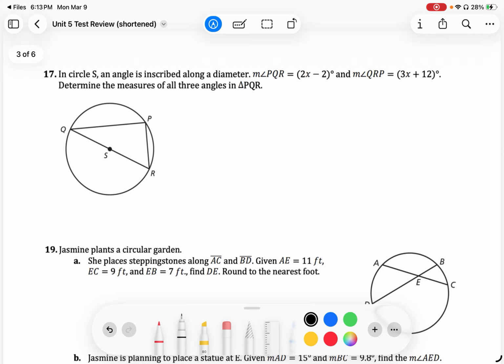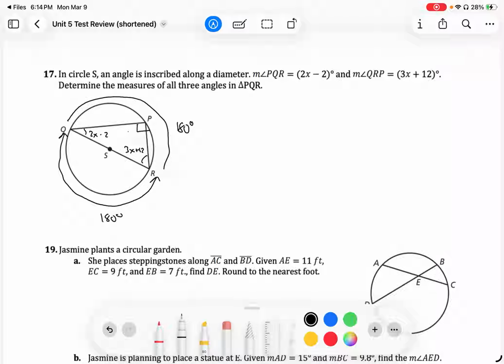Circle S, an angle is inscribed along a diameter. Okay, anytime you see a diameter, you know that this arc right here is going to be 180 degrees, and this arc is going to be 180 degrees. So since that's 180 degrees, this has to be 90 because angle P is an inscribed angle for arc QR. Okay, the measure of angle PQR right here is 2x minus 2 degrees. Measure of angle QRP is 3x plus 12 degrees. Determine the measures of all three angles.